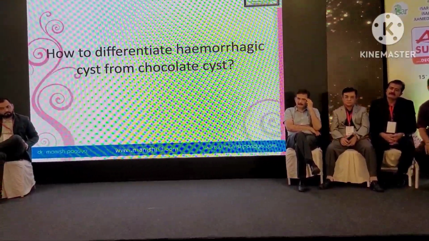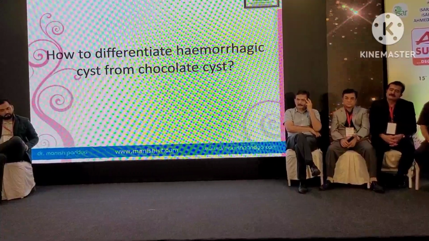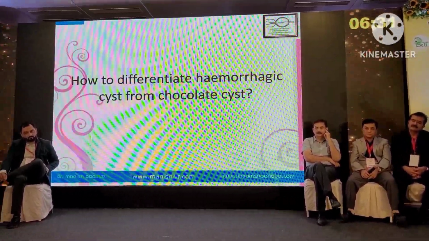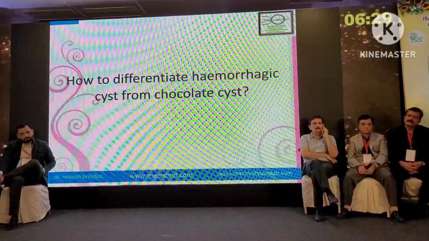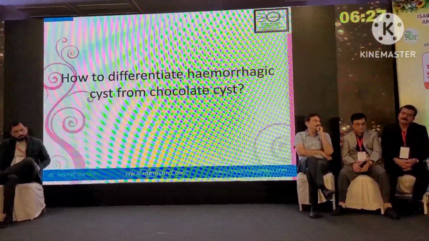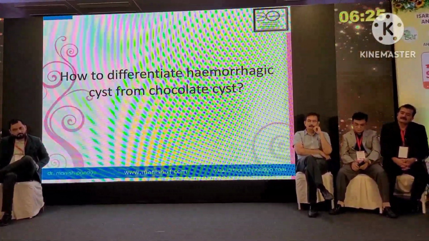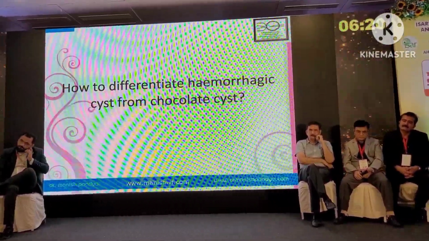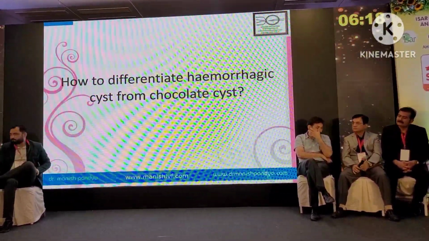Absolutely. Now, next question is how will you differentiate a hemorrhagic cyst from a chocolate cyst? Chocolate cyst is of course the endometriotic cyst as we know, and a hemorrhagic cyst is after a ruptured corpus luteum. There is uncontrolled bleeding occurring inside the ovary, and that hemorrhage can be a large amount as well. Nisha, how do you differentiate?